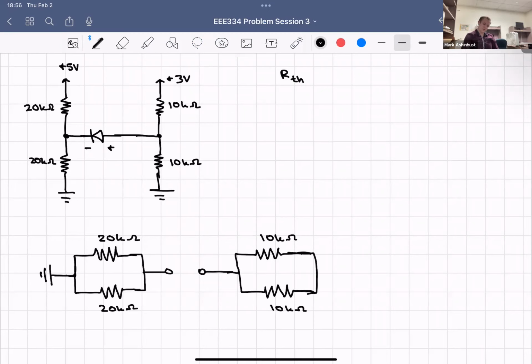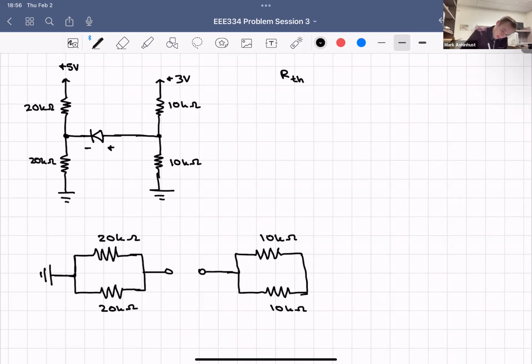So we're going to have what's on this left side plus what's on this right side. So what's on the left side? We have two 20 kilo ohm resistors and they're in parallel, and then we have two 10 kilo ohm resistors and they're in parallel. Two resistors in parallel that are the same value will just equal half of whatever that value is.